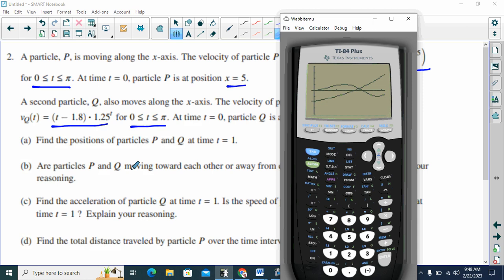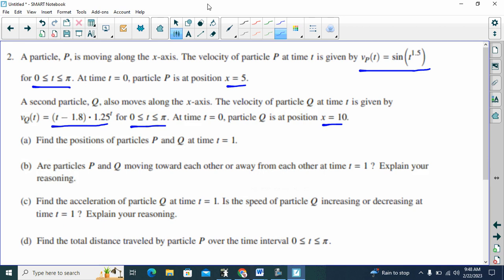So part A asks us to find the positions of particles P and Q at time t equals 1. So particle P, the work that you would be required to show is that you are integrating v sub P of t dt. We are starting at time 0 because I know where it is at time 0, and ending at time 1 because I'm looking for where it is at time 1. So the integral from 0 to 1 of v sub p of t dt.